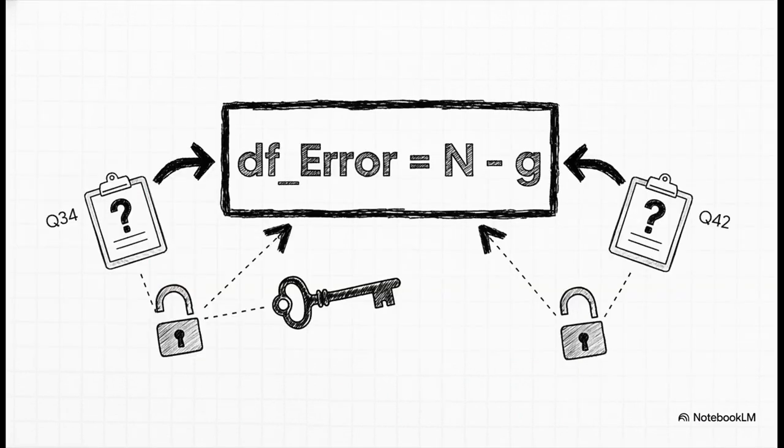And hey, let's connect this to some other questions on your exam, because they love to test the same concept in different ways. See that degrees of freedom for error we just calculated, 15? Well, the formula for that is always n minus g, where n is your total number of observations and g is the number of groups. And if you look at questions 34 and 42, yep, that's exactly what they're testing. See how it all links together?